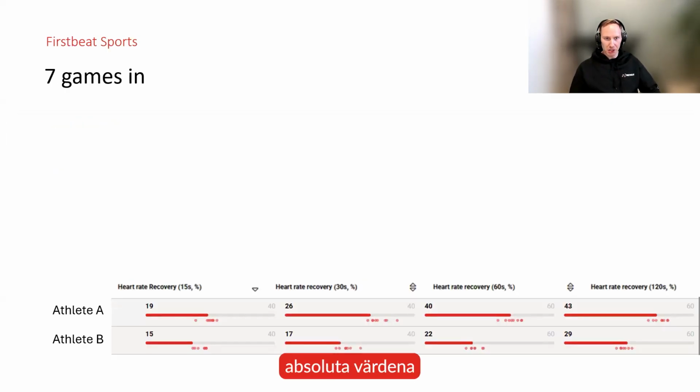But you have probably heard this before, it's not fair to compare athletes with the absolute values to each other. So we are using the relative heart rate recovery to compare athletes. And the trend stays quite the same. You can see here again, it's 40% in 60 seconds for athlete A, 22% in 60 seconds for athlete B.